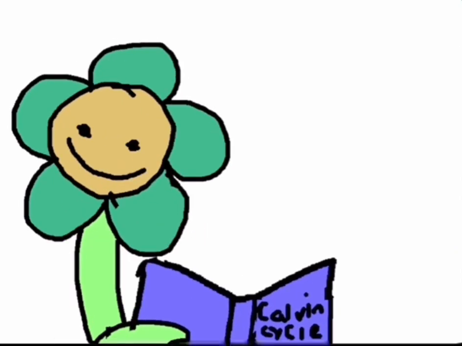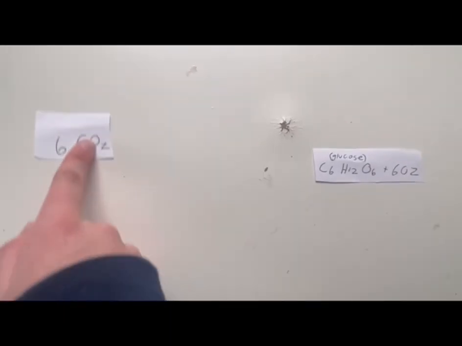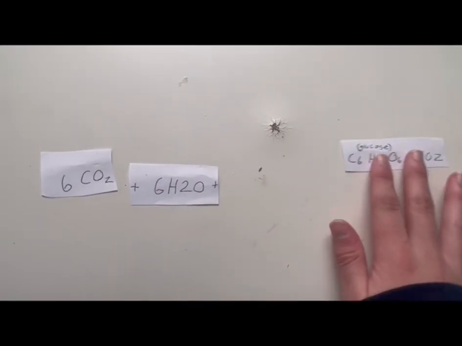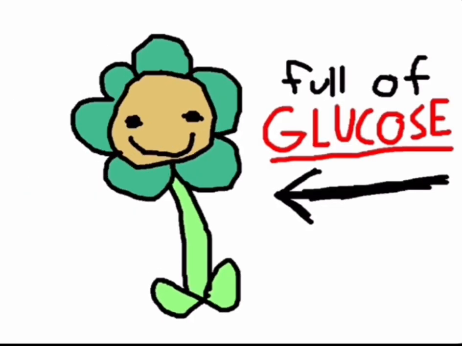called the Calvin cycle. This is the equation to make glucose. You need 6 molecules of carbon dioxide, 6 molecules of water, and you need light energy. The plant can now finally make its glucose, which it uses for food. However, it's not the only organism that lives on the stuff.